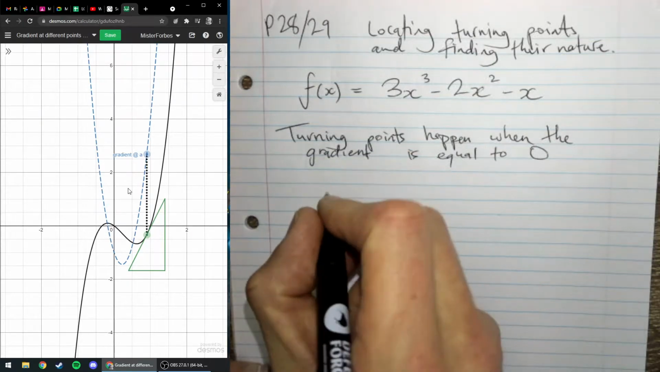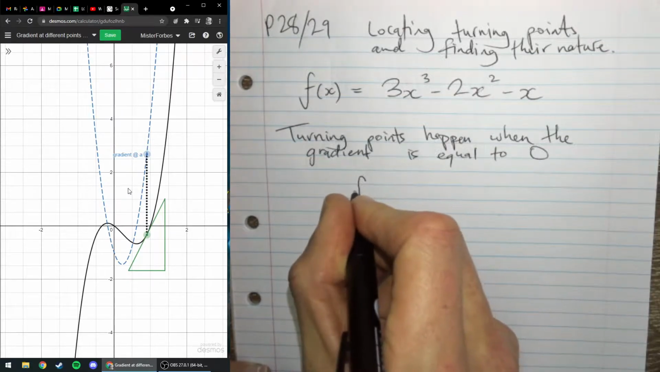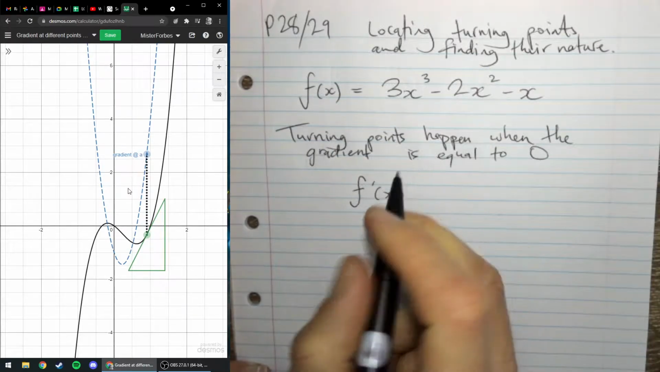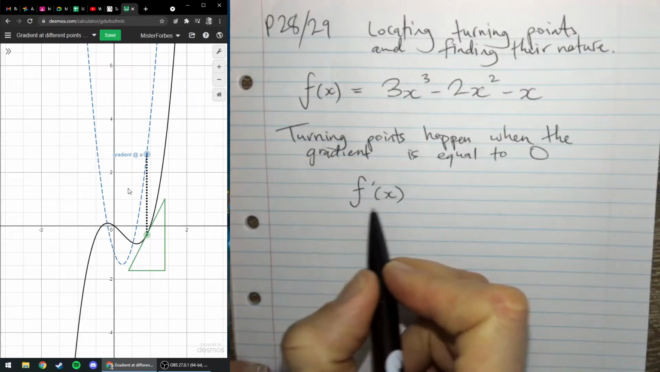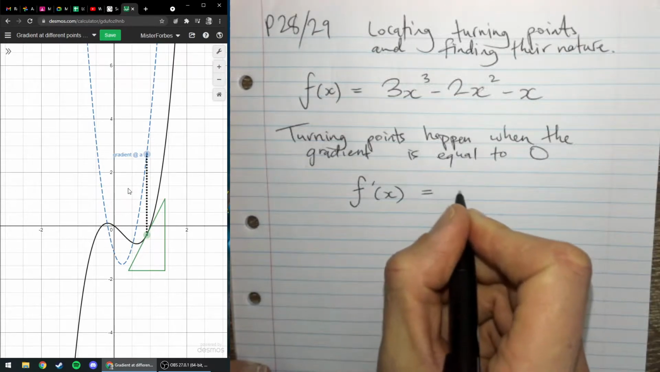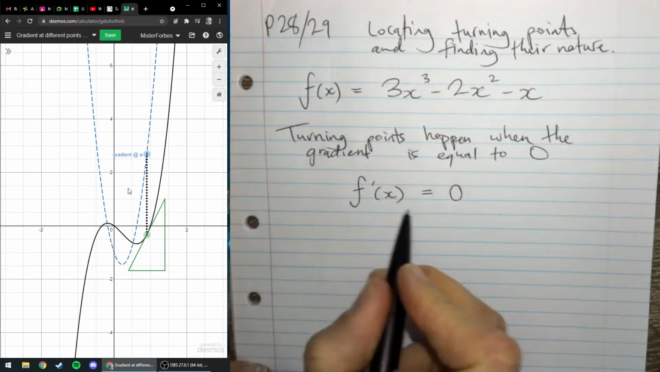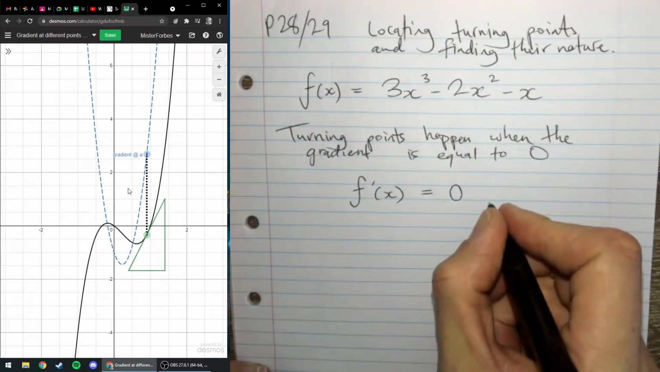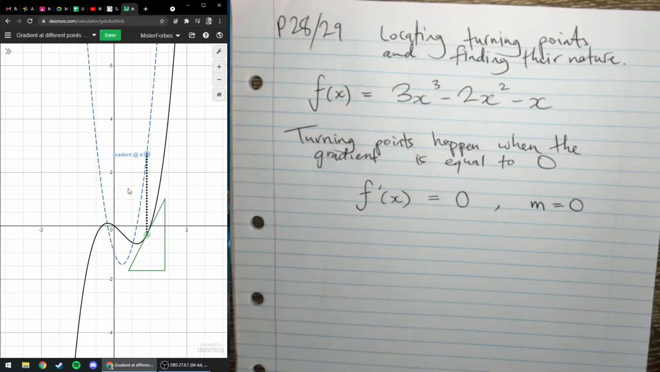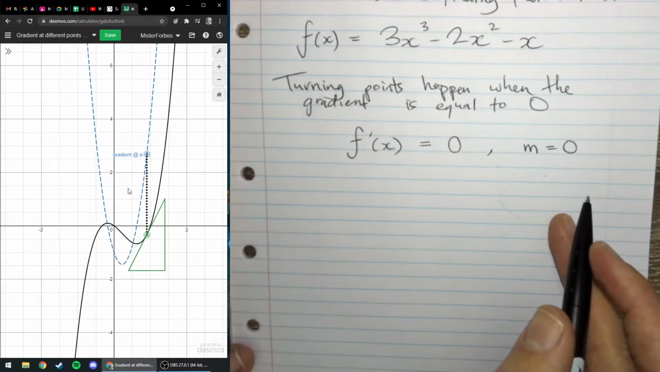So all we're going to need to do is find the derivative. So we're going to find f dash of x. We're going to get the derivative, and all we're going to do is find out when the derivative is equal to zero. So whenever the derivative is equal to zero, that is when the gradient is zero, and that will be where our turning points are. All right, so let's do that.